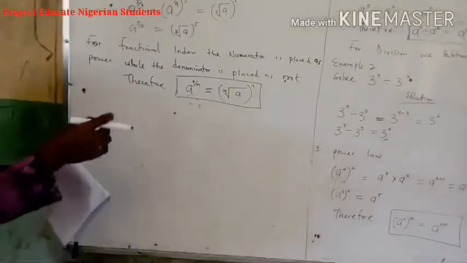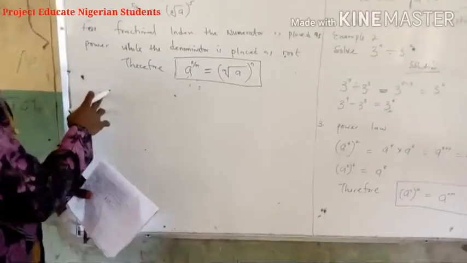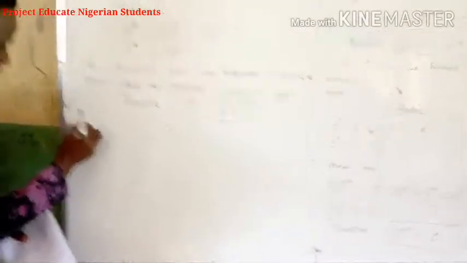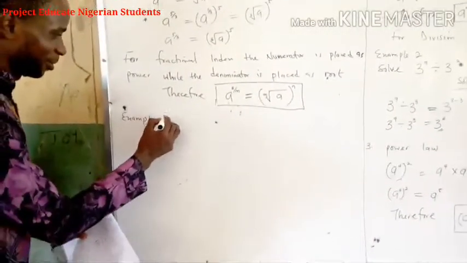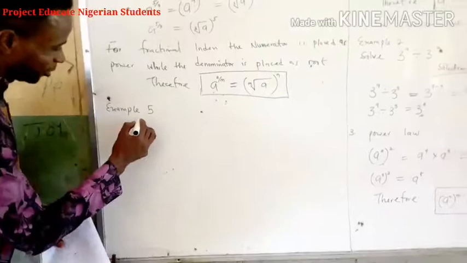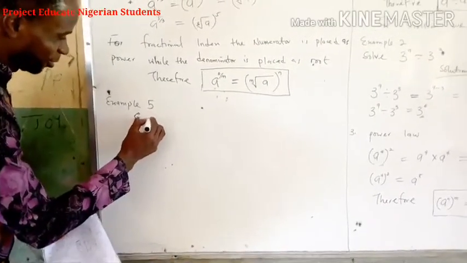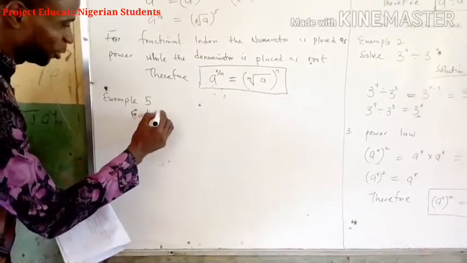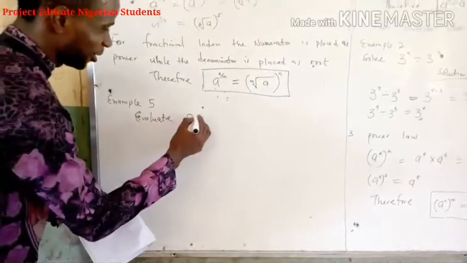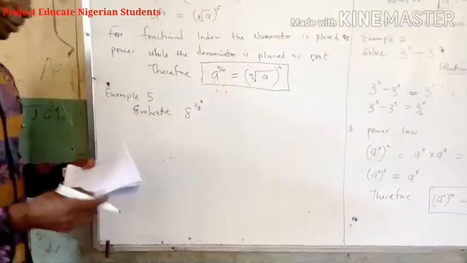So let's carry on with example 5. Okay? This is example 5. Evaluate. Look at another English. Evaluate. There's not two words in mouse. Evaluate 8 raised to 1 over 3. Solution.